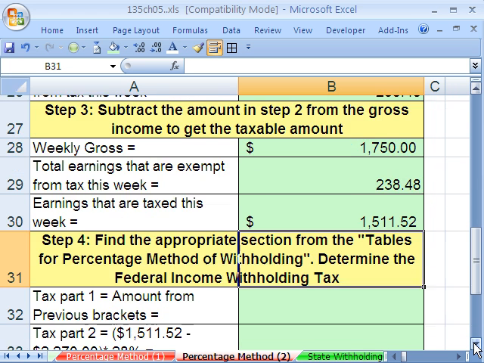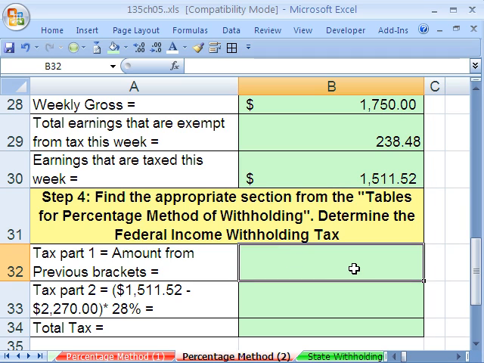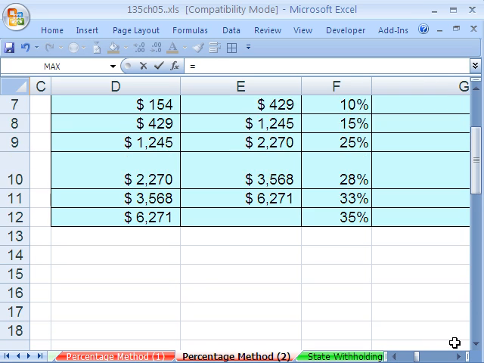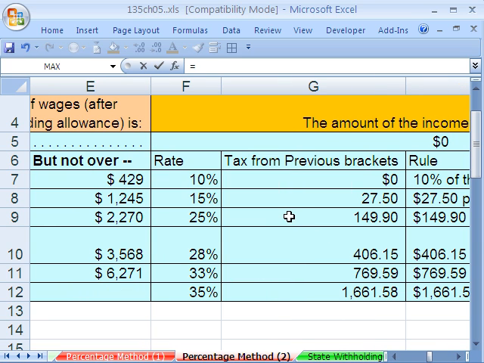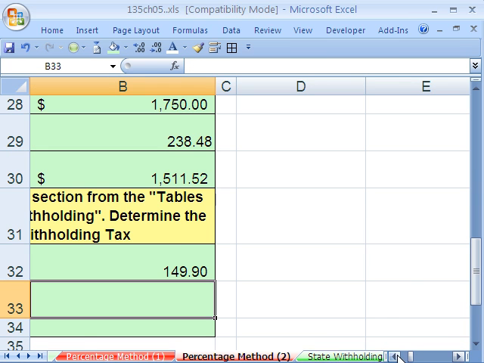Finally, step 4. We need to figure out which line we are on, which row, find the rate, and the tax from the previous bracket. So I'm going to take this amount, 151.52, and go up here and look. In fact, I'm going to type equals and scroll on up. So it looks like we're somewhere here, over this, but not over this. So we're right in between here. So there's our rate, and I'm going to click on the tax from a previous bracket, $149.90, and then I hit Enter. Oh, it jumps me right back down.